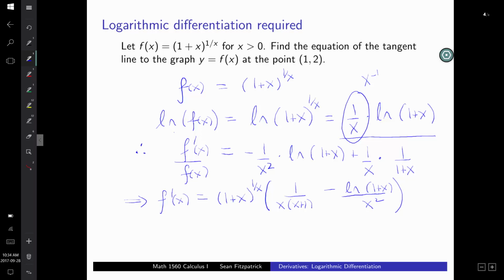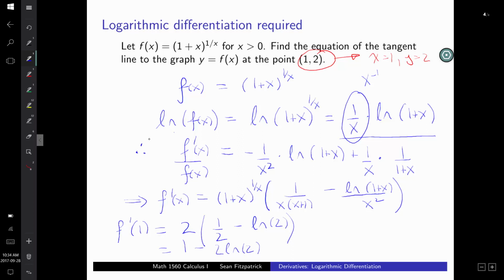If I wanted the equation of the tangent line at this point here, so x equals 1, y equals 2, I calculate f prime at 1. I get 1 plus 1 is 2 to the power of 1 is just 2 times 1/2 minus the natural log of 2. So 1 minus 2 log 2. The slope has a natural log in it. That might be a bit of a surprise.